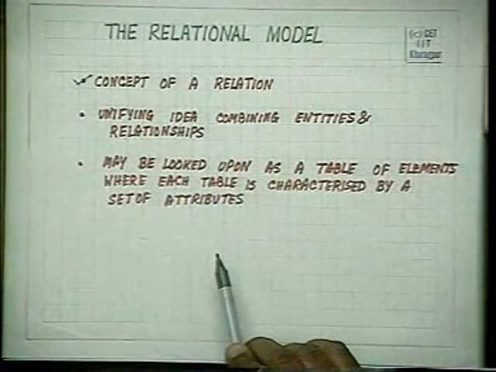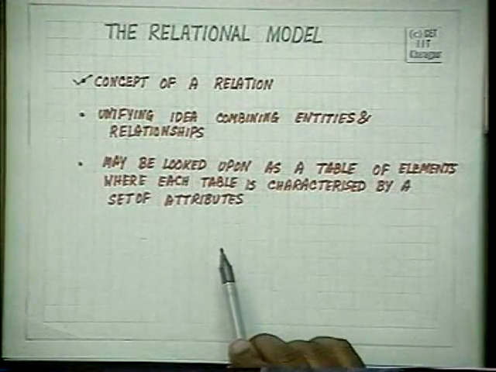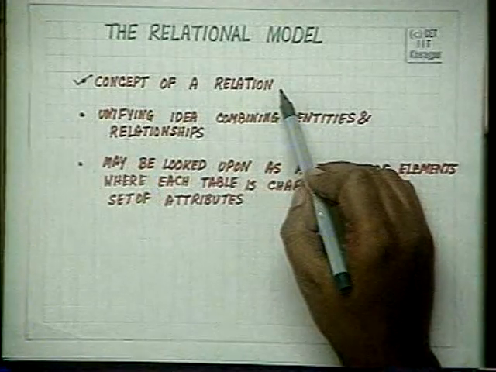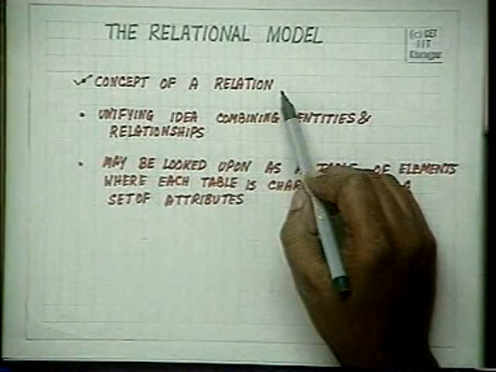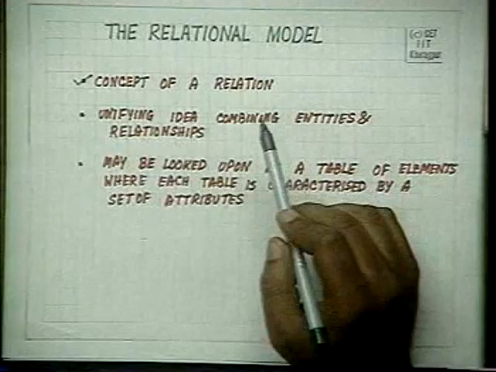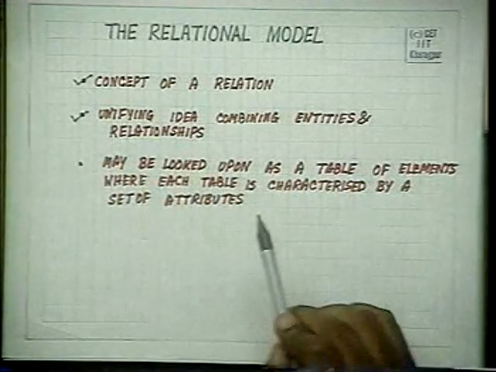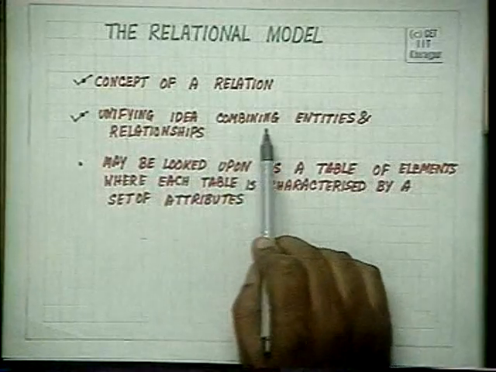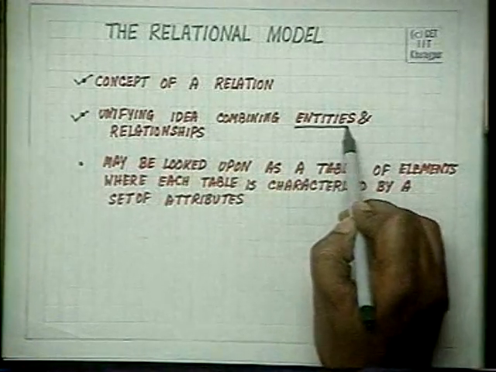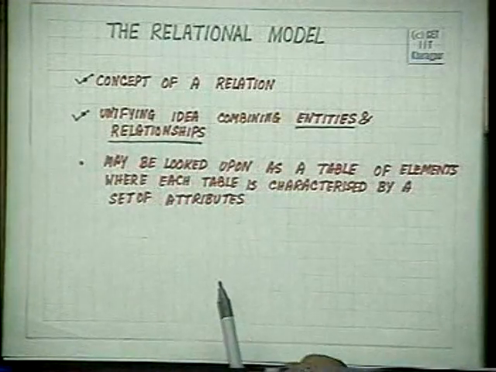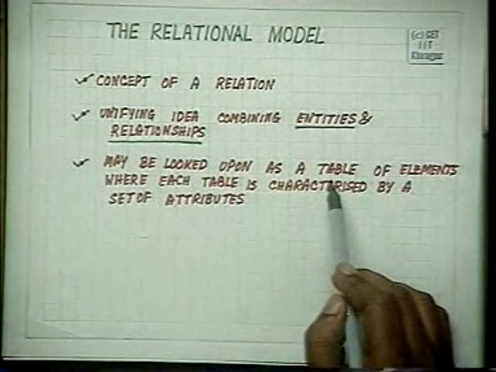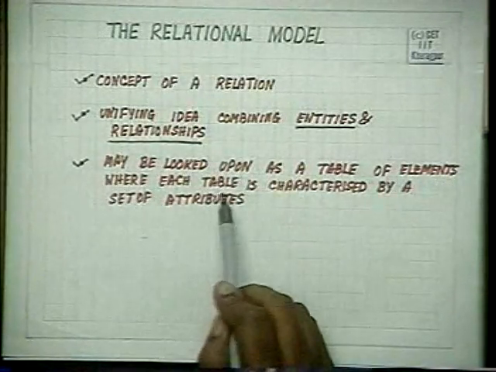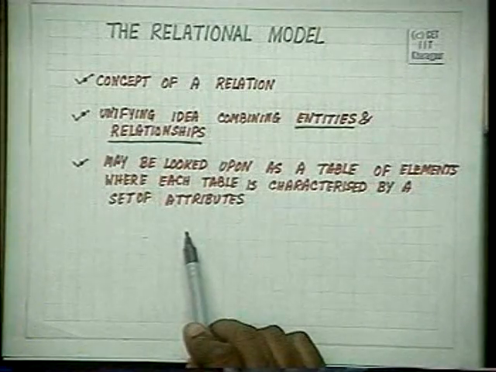So in a relational database, the first concept is the concept of a relation. And that is the only core and basic idea which is used to develop the relational model. A relational model consists of a set of relations. And we have seen earlier that this concept of a relation is a unifying idea which combines the concepts of both entities and relationships of an entity relationship model. And finally, we have seen that all relations may be looked at as a table of elements where each table is characterized by a set of attributes.